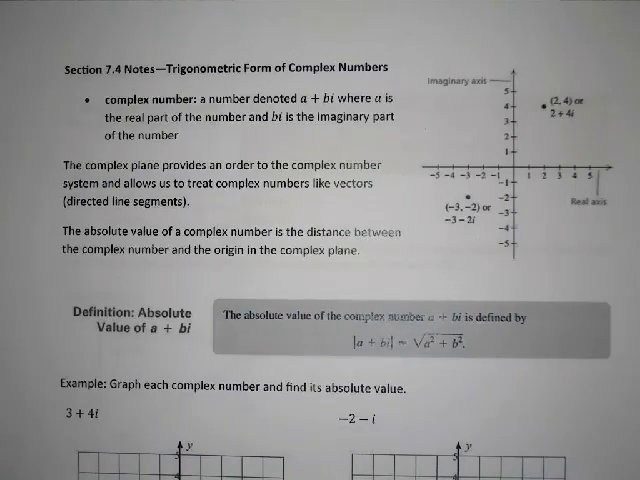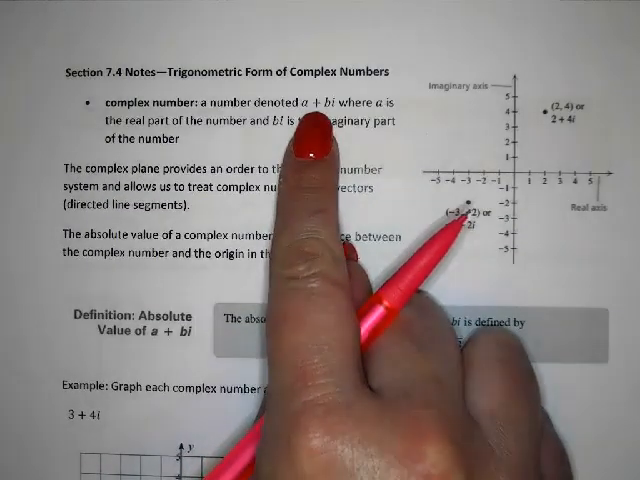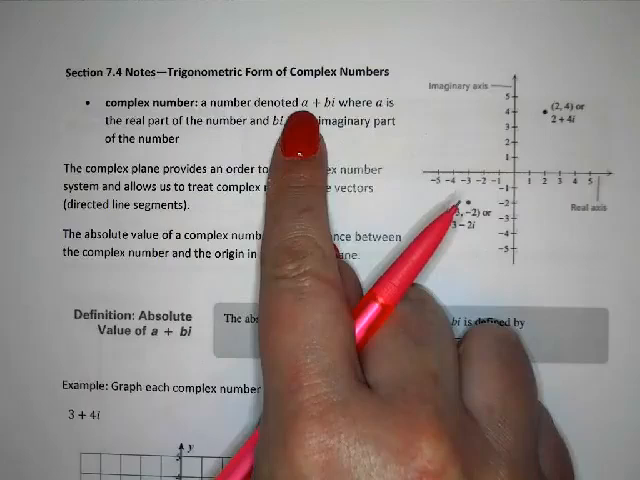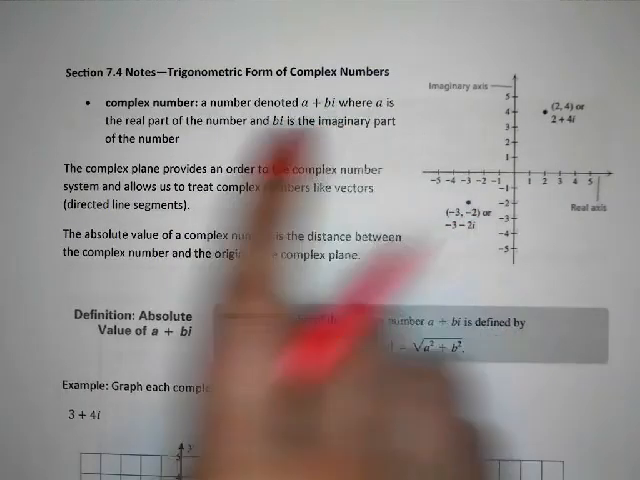This video is on section 7.4 notes, the trigonometric form of complex numbers. As a reminder, a complex number is a number that is denoted a plus bi, where a is the real part of the number and bi is the imaginary part of the number.